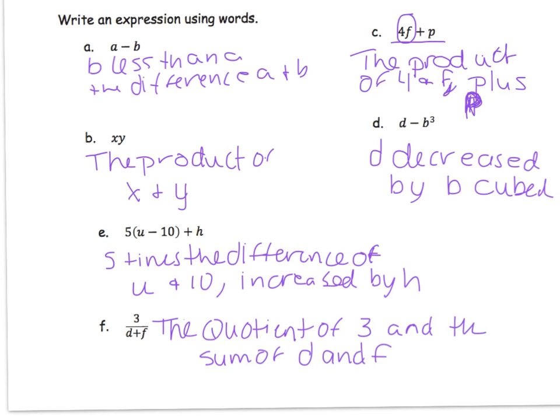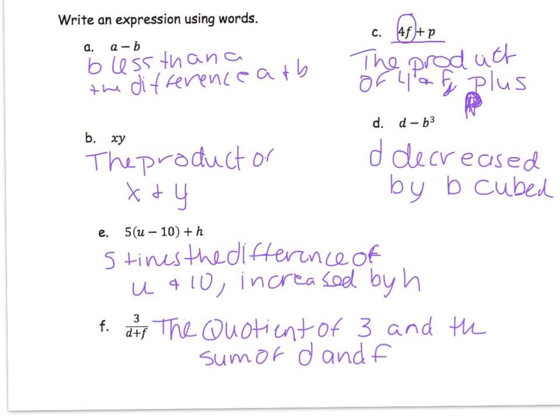You could have said D less B cubed. You could have said B cubed less than D, as long as with less than you switch the order, but any other of them you use it in order. And you could have also said, instead of B cubed, you could have said B to the power of 3.